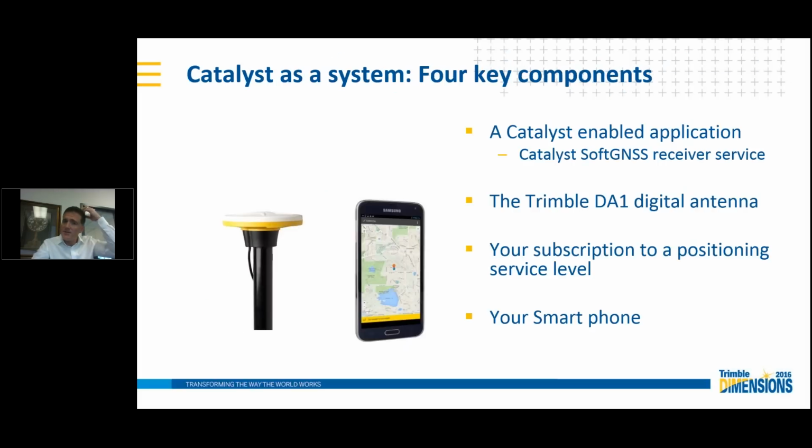For Catalyst, as a system, there are four components. It's a soft GNSS receiver service that I'm going to describe in detail in a minute. Just a digital antenna, a subscription, and a smartphone. That's all it takes. So as far as the cost of the hardware, you're looking at under $1,000. Not going to talk a lot about cost today. Like I said, I want to talk about the technology and how smartphones are entering into our professional lives. But we're talking about an app for about $12, a subscription, and an antenna on a pole.